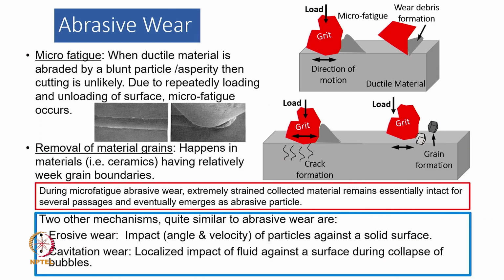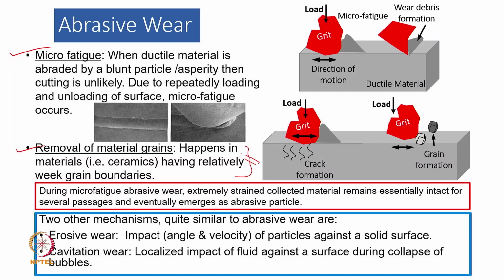Coming to the other two kinds of abrasive wear mechanism, one is what we call micro fatigue, another one is the removal of wear grains. Again, the removal of wear grains is for brittle material, because they already have grain boundaries, and that is very easy to separate. That's why many times we say that we should use a homogeneous material instead of a heterogeneous material, because heterogeneous material will have much more grain boundary, much more interfaces, and that will be easy to abrade compared to the ductile material or the homogeneous material. So that has been shown here.